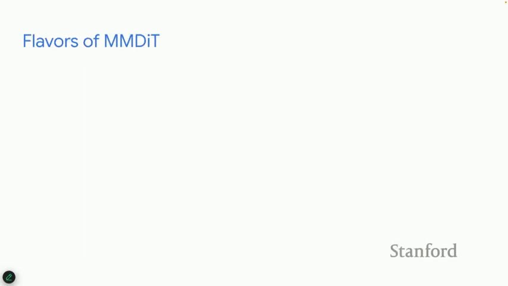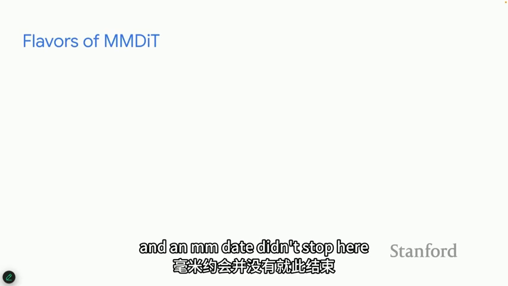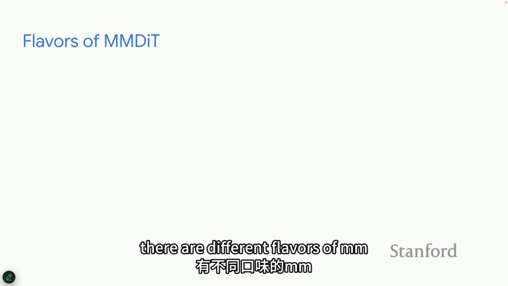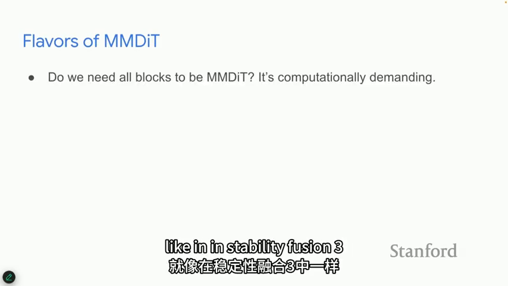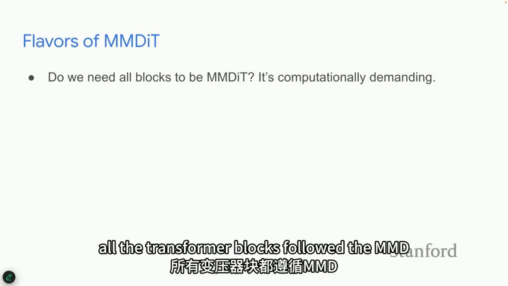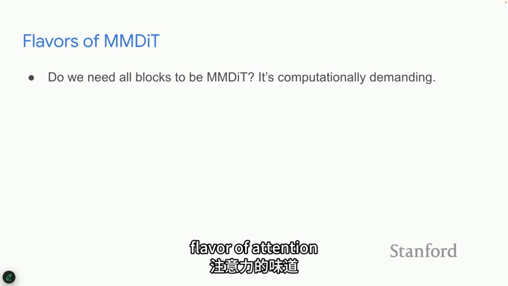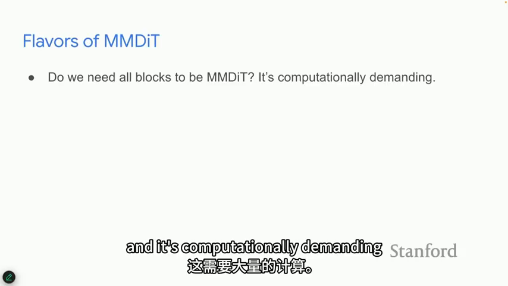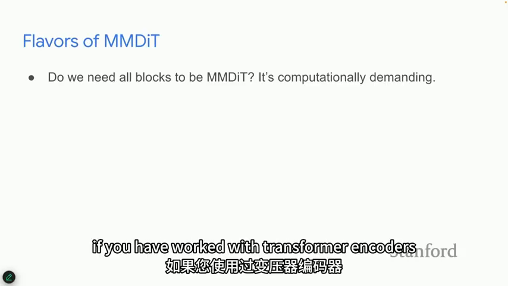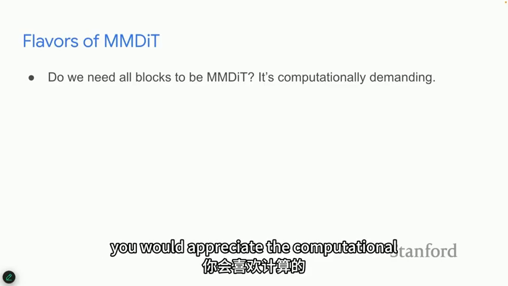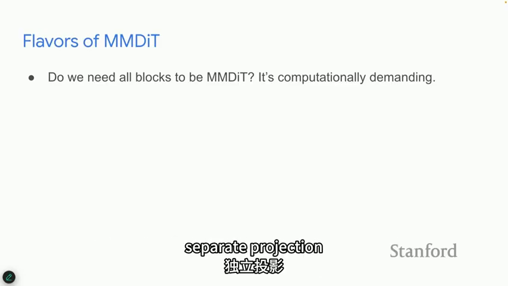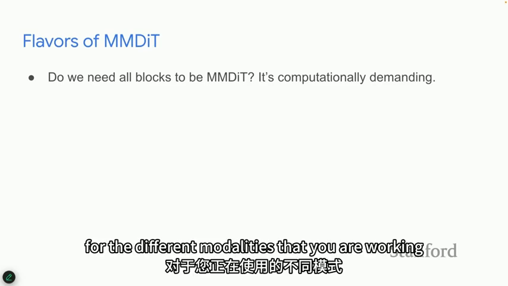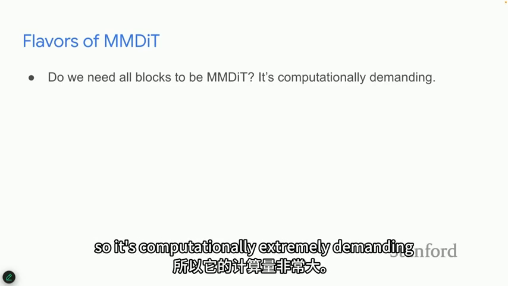And MMDIT didn't stop here. There are different flavors of MMDITs that I wanted to discuss. In Stable Diffusion 3, all the transformer blocks followed the MMDIT flavor of attention, and it's computationally demanding. If you have worked with transformer encoders, you would appreciate the computational intensity of MMDITs, because you have to maintain separate projection matrices for the different modalities that you are working with. So it's computationally extremely demanding.